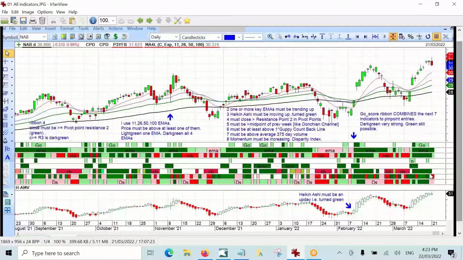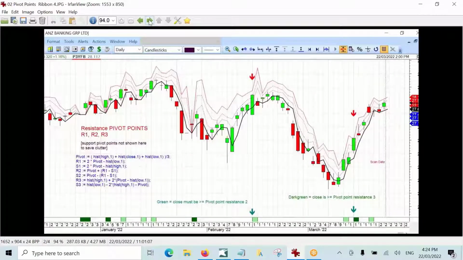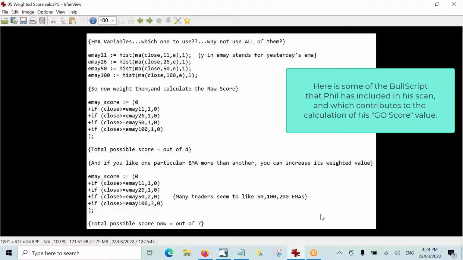Just before we go to the scan itself, I was going to introduce a feature that I use quite a bit, using weighted scores. Robert demonstrated this last month using the inbuilt BullCharts creator, and I've got so rusty in using that, I'm so used to coding, and sometimes you have to use BullScript within the creator itself. So I do apologize, but I'm using coding all the time these days.